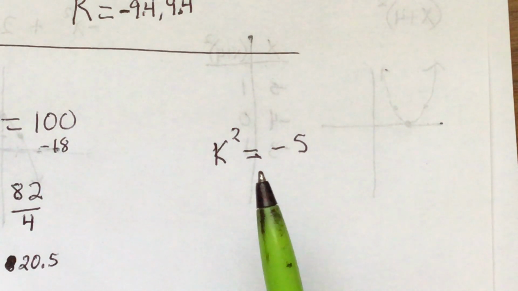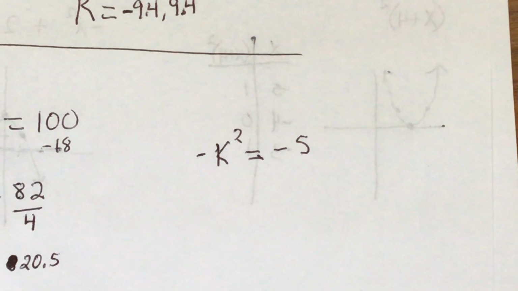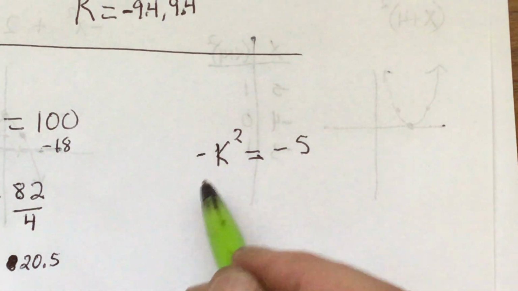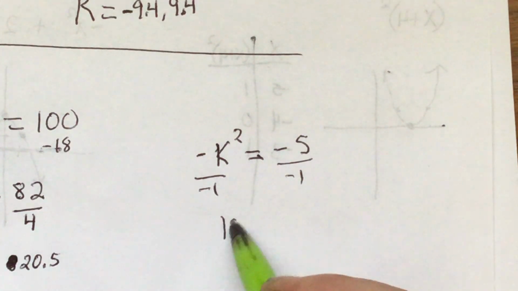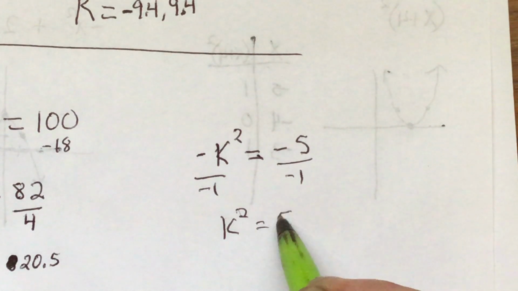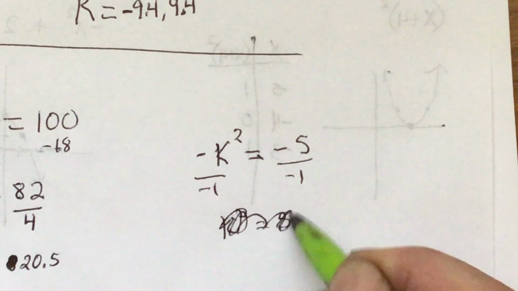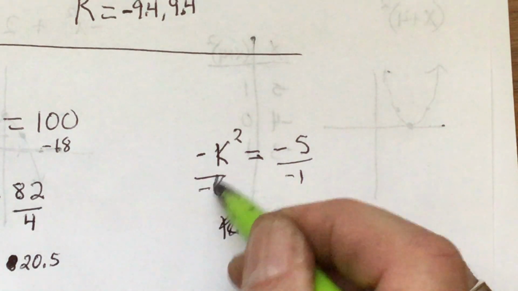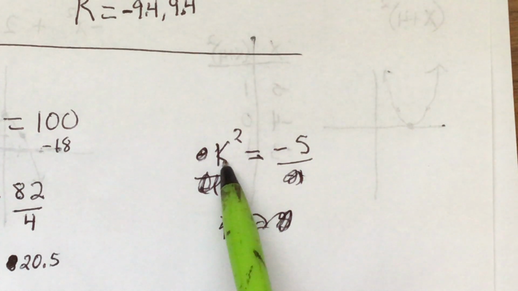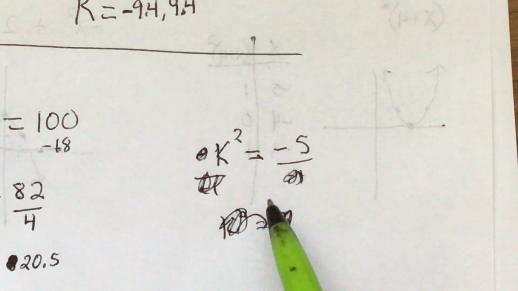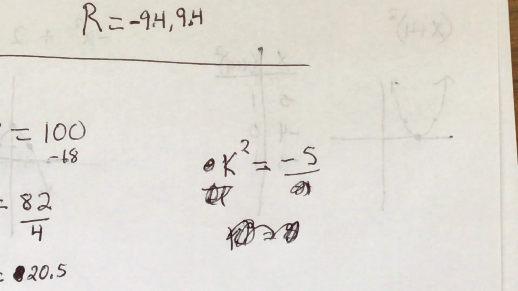You can't do it. Now, if it looks like this, you can do it, because then you would divide by -1, divide by -1, and now k squared would equal +5, and now you can do that. The ones that I marked out on your paper, they're the ones that looked like this right here. Something squared equals a negative number. That cannot be.